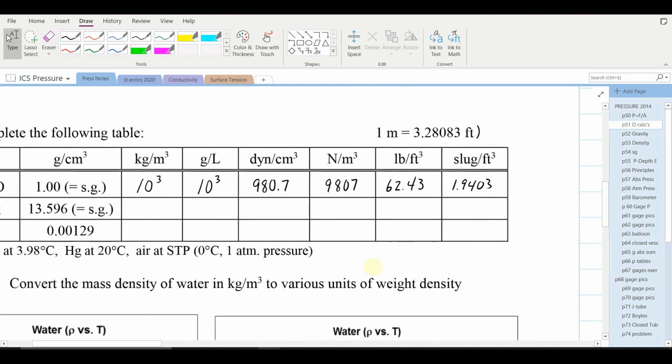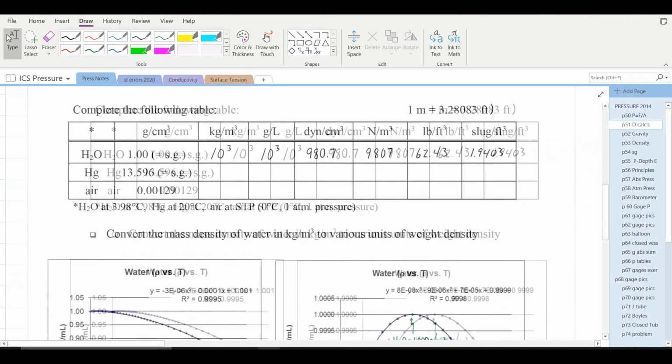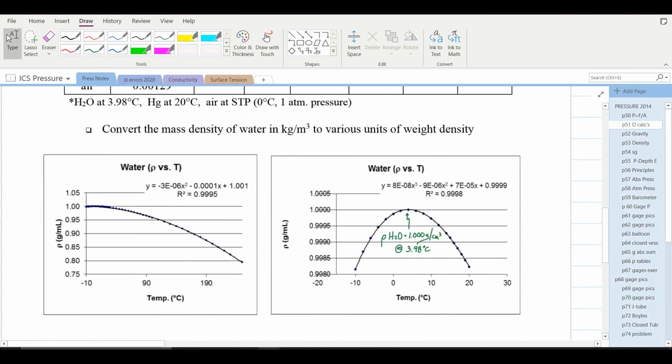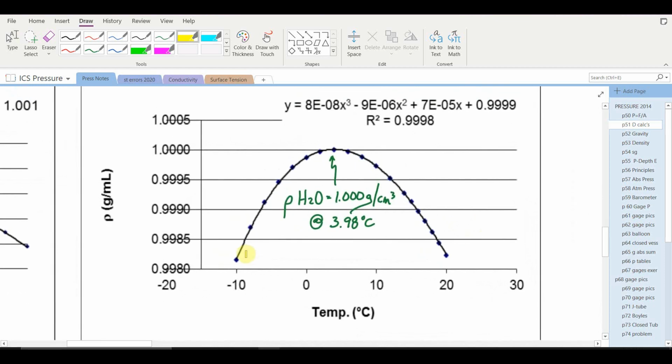Now, I started off with a density of water of 1 gram per cubic centimeter. You should be aware that's only true at a certain temperature. Here's a plot of the density of water versus temperature. Notice at higher temperatures the density decreases, as true for all liquids. If you focus in on the low temperature zone here, you'll actually notice that there is a maxima at exactly 3.98 degrees C, or we can say 4 degrees C. The density of water is actually 1.